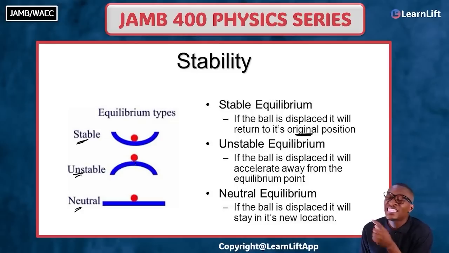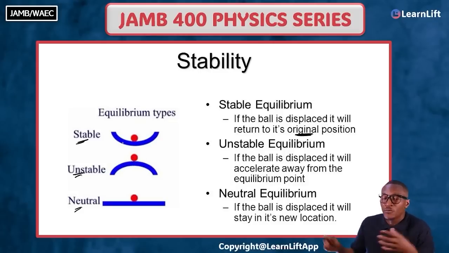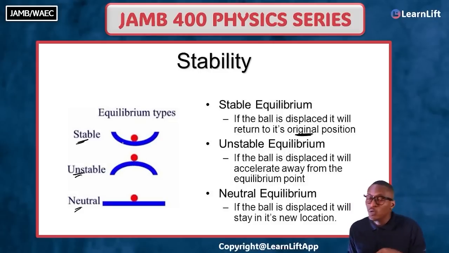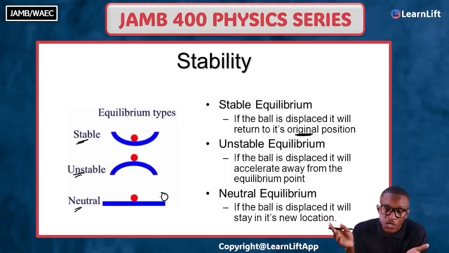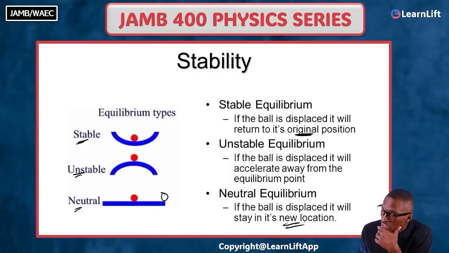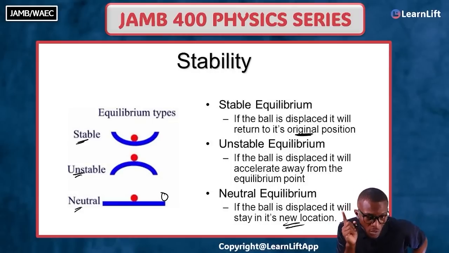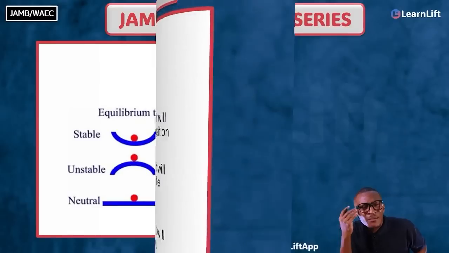So anytime you displace it, it will not return. That is the difference between stable and unstable. In stable, if you displace it, it will return to that center point. But in unstable, if you displace it, it will move away from that equilibrium center point. What of neutral? If you displace it, it will come to a new point and stay in a new location. So do you understand the difference between stable, unstable, and neutral equilibrium?